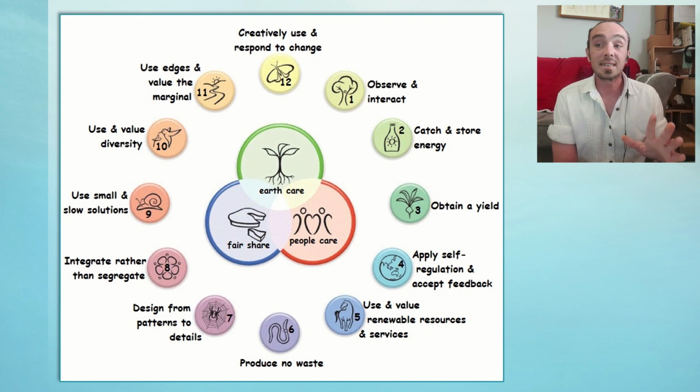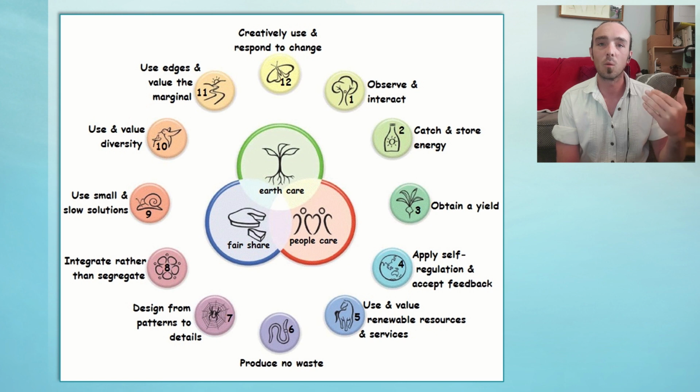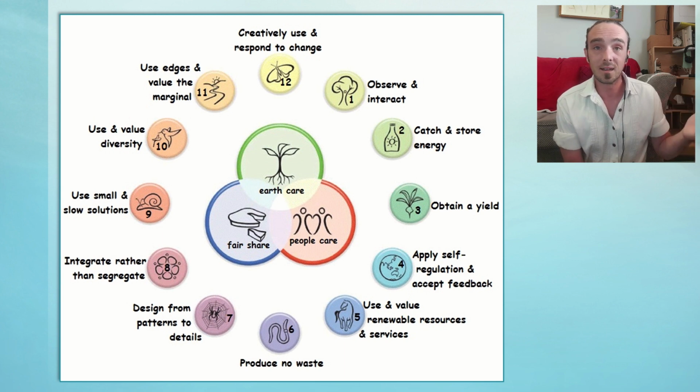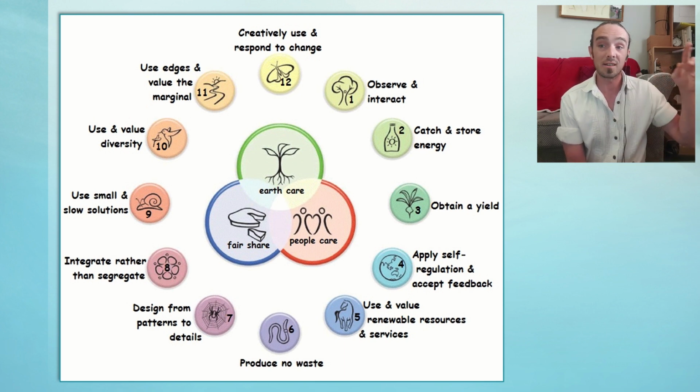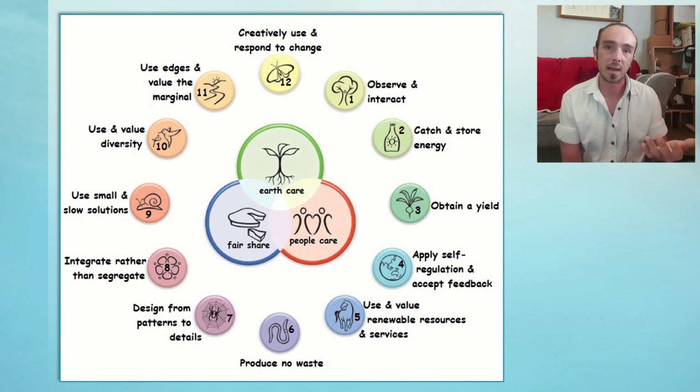So number 6 is produce no waste. The most simple way to put this is waste not, want not. The picture is a worm, because worms are incredibly efficient at processing organic material. Now, we would normally call that waste, but they call it food. And they give us products, so there is no waste in that system. Again, mushrooms would be a good example of this, having talked about mushrooms only a moment ago.